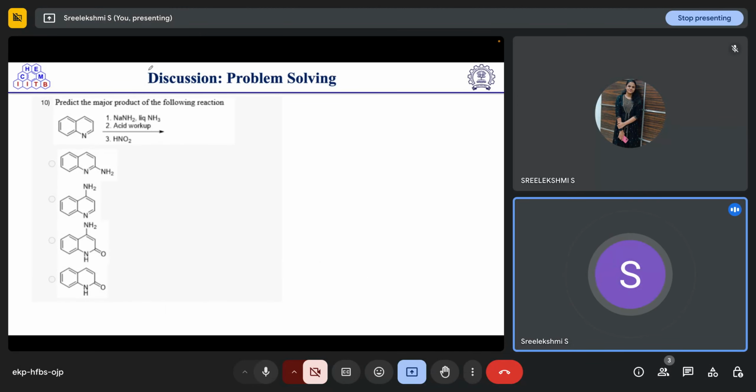Moving to the next question, predict the major product of the following reaction. So we are treating this compound with NaNH2 in liquid ammonia followed by acid workup and nitrous acid, which will be the major product.